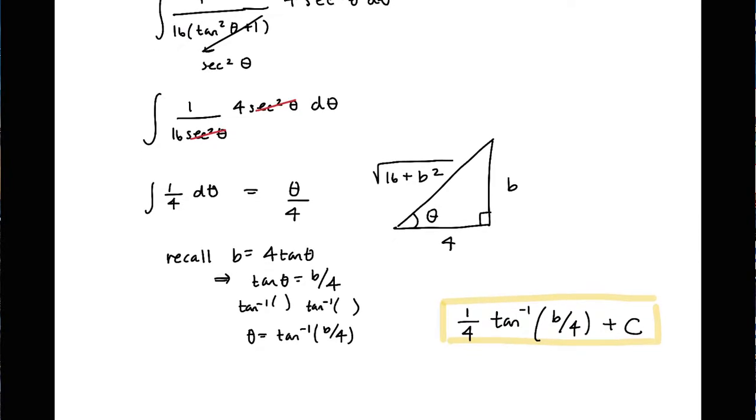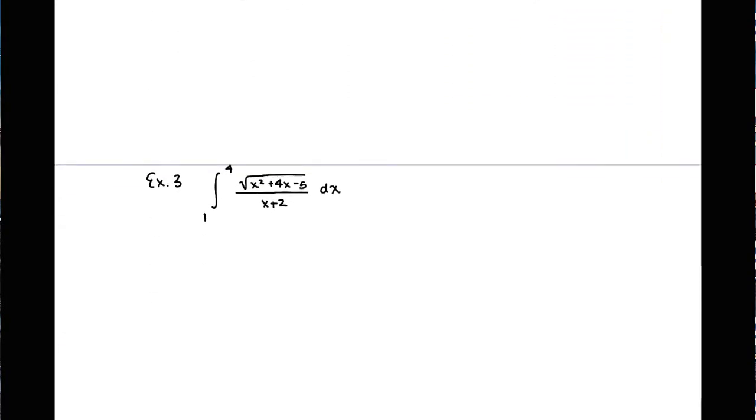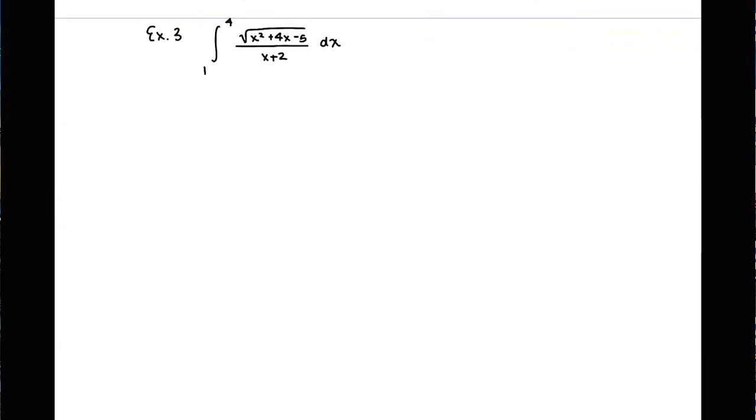Okay, well, let's keep going, work on some more. This one's kind of interesting. Okay, so for our third example, we're going to compute the definite integral from 1 to 4 of the square root of x squared plus 4x minus 5 over x plus 2.